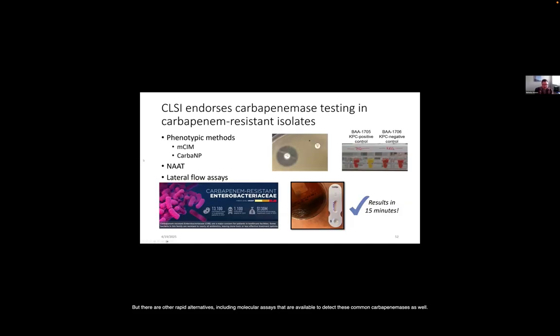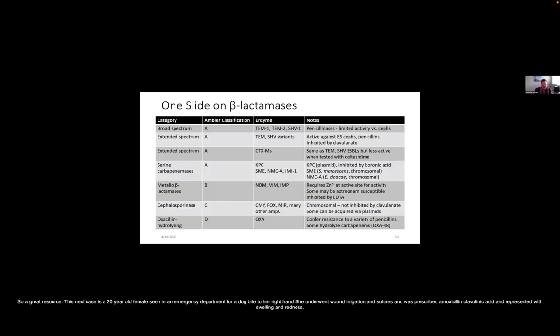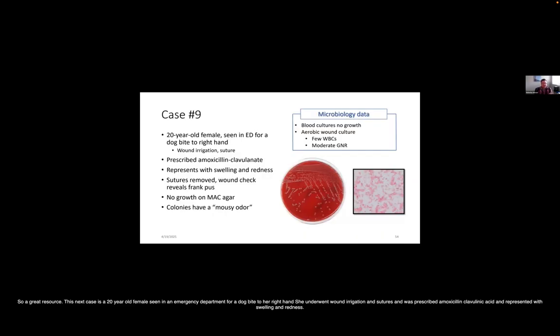But there are other rapid alternatives, including molecular assays that are available to detect these common carbapenemases as well. This is one slide on some of the most common types of beta-lactamases that you'll encounter in gram-negative rods. So a great resource for you.